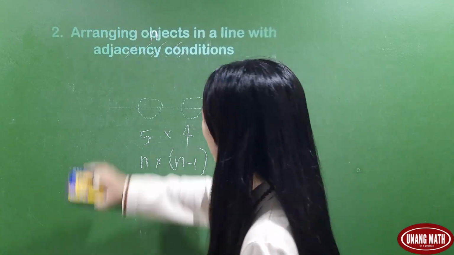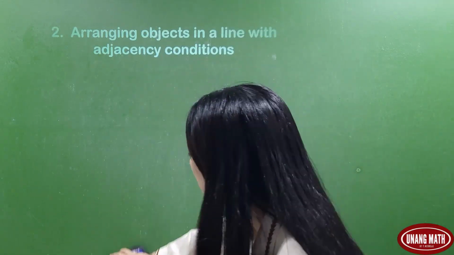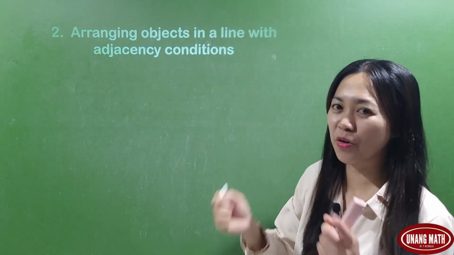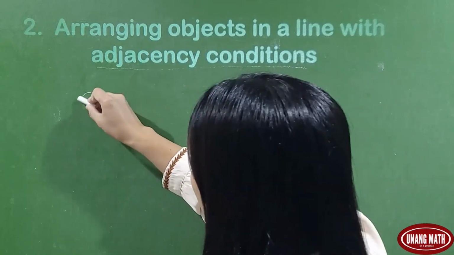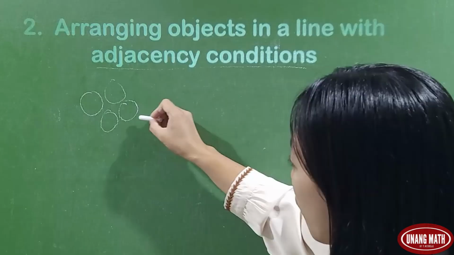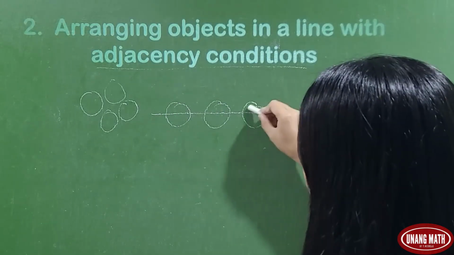Moving on to our second way. This is now arranging objects in a line with adjacency conditions. When we say adjacency conditions, we are going to arrange these things or this person or people in a line.